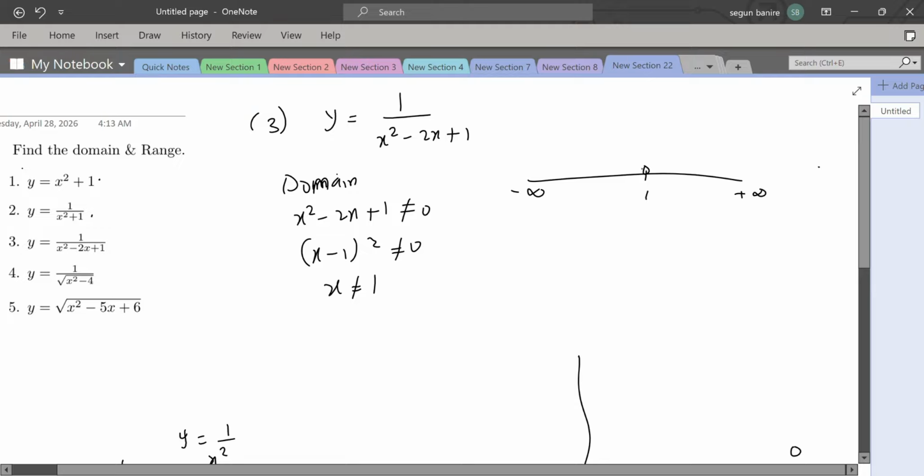So x can go this way. It can also go this way. So it will be the union of these two parts. That is negative infinity to 1, union 1 to positive infinity. So this is your domain. Okay, now let's look at the range.